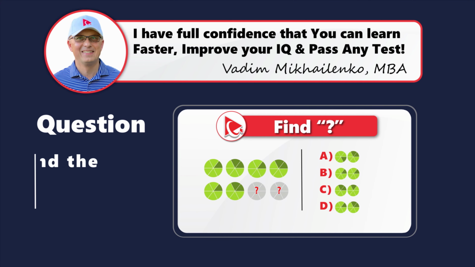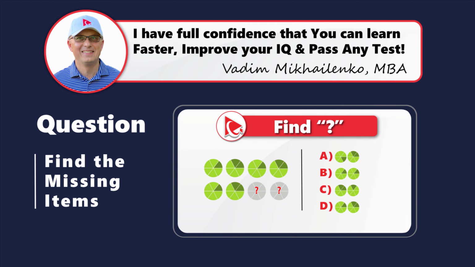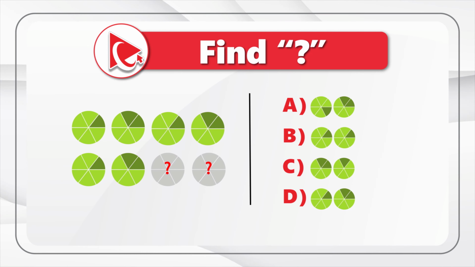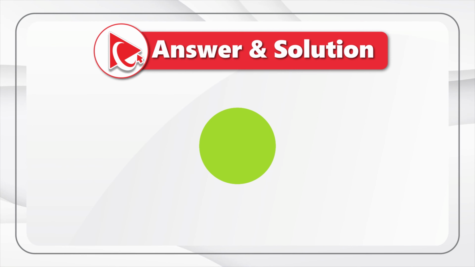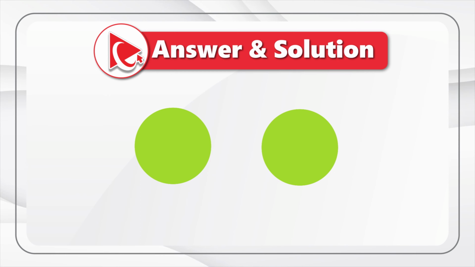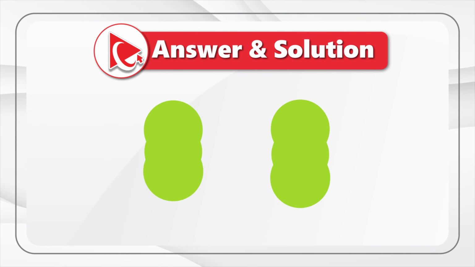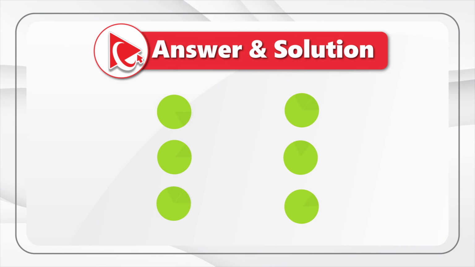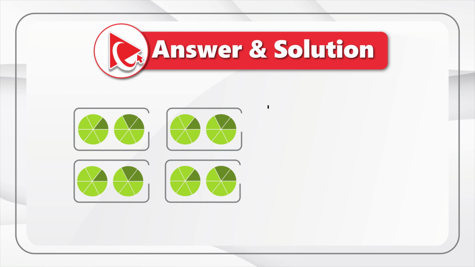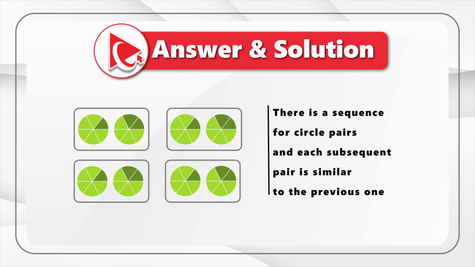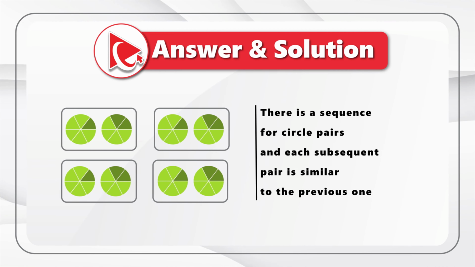Ready or not, I am moving forward to share with you my version of the answer. And obviously, if you have a better way to solve it, please make sure to post in comments. To answer this question, we need to detect the pattern. And the pattern here is very simple. Each circle is broken down into sections, with darker sections and lighter sections. And if you look closely, you will see that all circles are grouped in pairs. And the pattern is hidden in the sequence of circle pairs, with each subsequent pair being similar to the previous one. Let's take a close look.